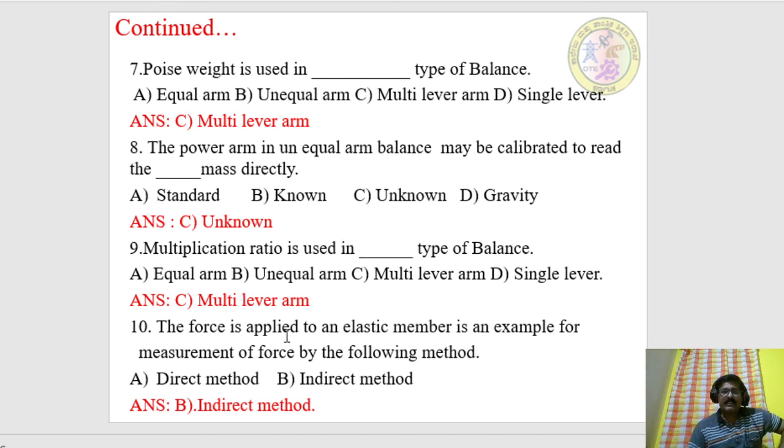The force applied to an elastic member is an example of measurement of force by the following method. Option is A, direct method, B, indirect method. When the force is applied to an elastic member, it is the best example of the indirect method of measurement of force. Option is B.